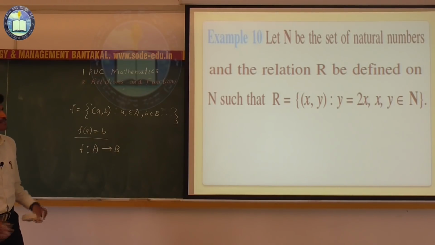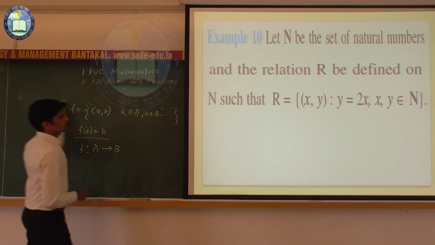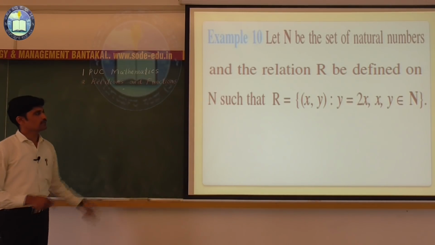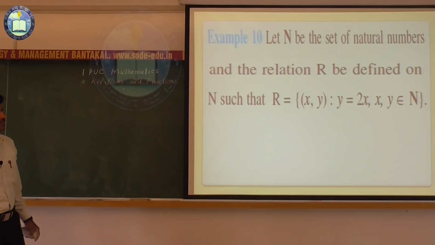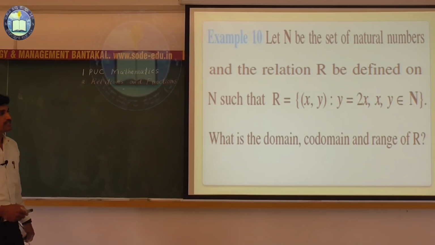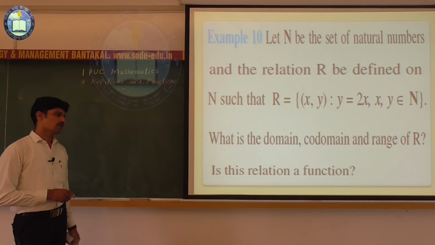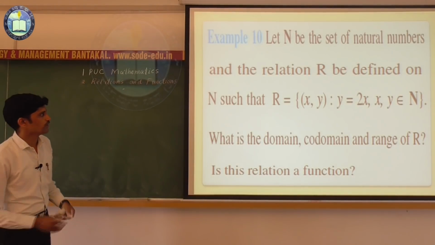Here we have an example. Let N be the set of natural numbers and the relation R be defined on N such that R is equal to the set of all (x, y), where y is equal to 2x, and x and y belong to the set of natural numbers. The question is, what is the domain, codomain and range of this relation, and also is this relation a function? We have to verify.